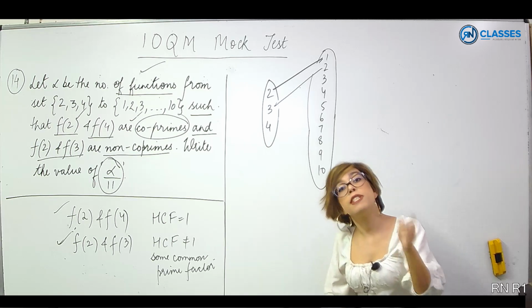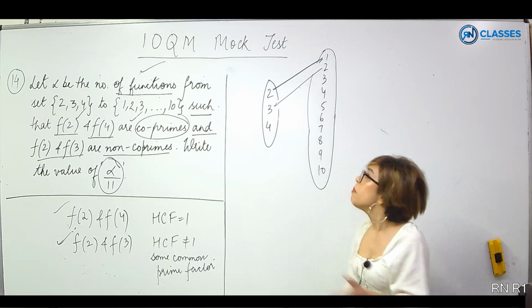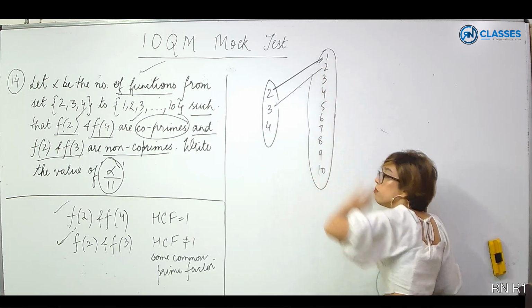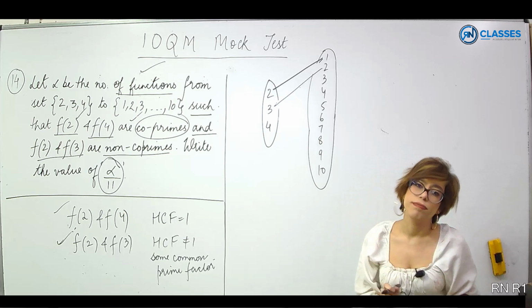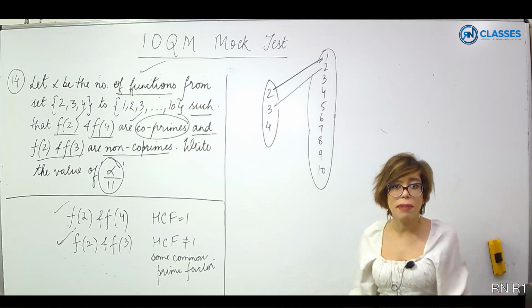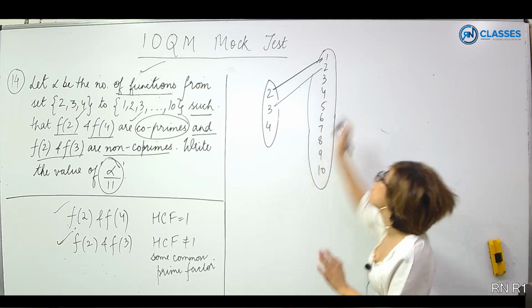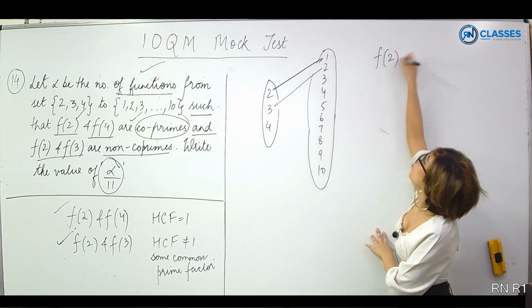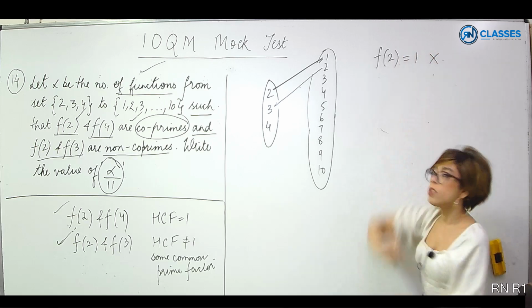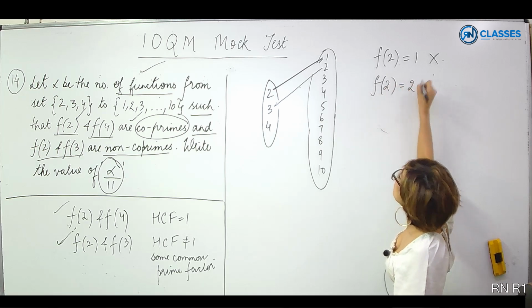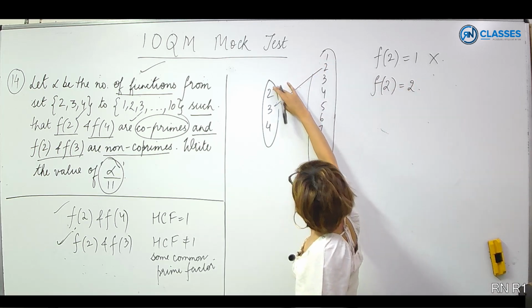I mean, if the HCF is 1, that means they are co-prime. That means if you take f of 2 as 1, any other number you take with 3, definitely the HCF would be 1. Right? There would be no common prime factor. So that means you will get no function when f of 2 is equal to 1. No function. Rejected. Next case, f of 2 is equal to 2. Let's start with this one. Let's see how it goes.